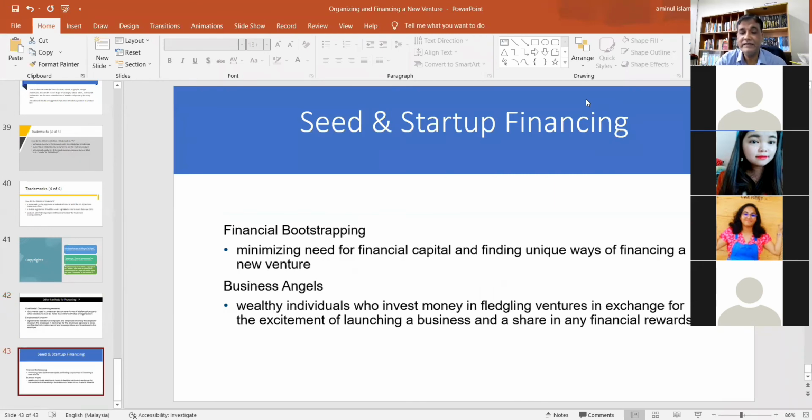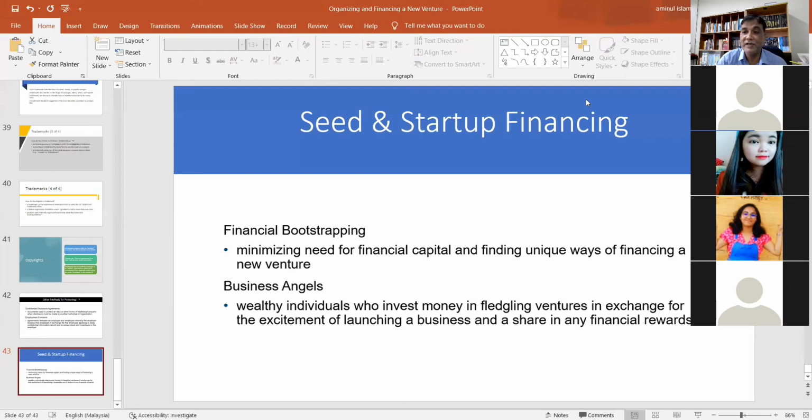The seed money that we need, or the startup financing needed, I have discussed quite a lot in detail in the first session, so I'm not going to talk about that. But here we look at two important elements. The first one I did not talk about in the first session.